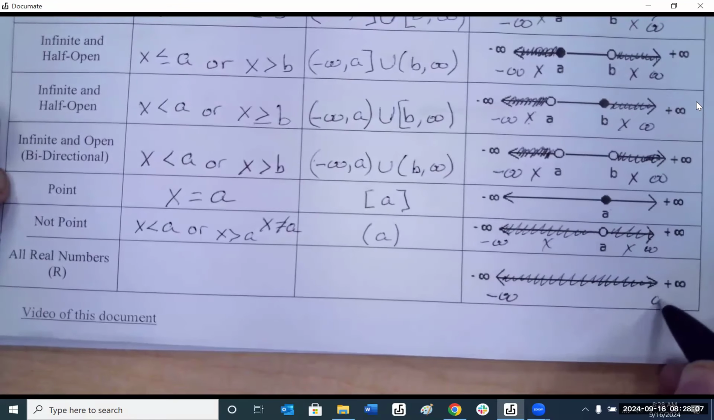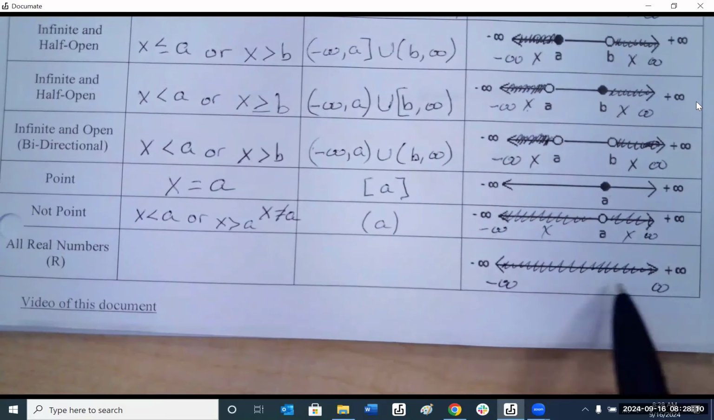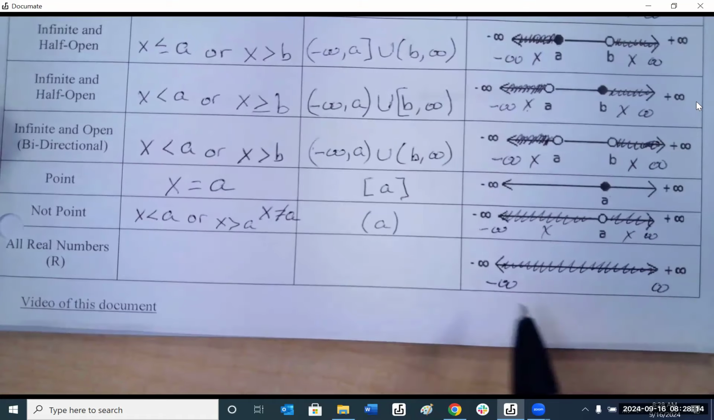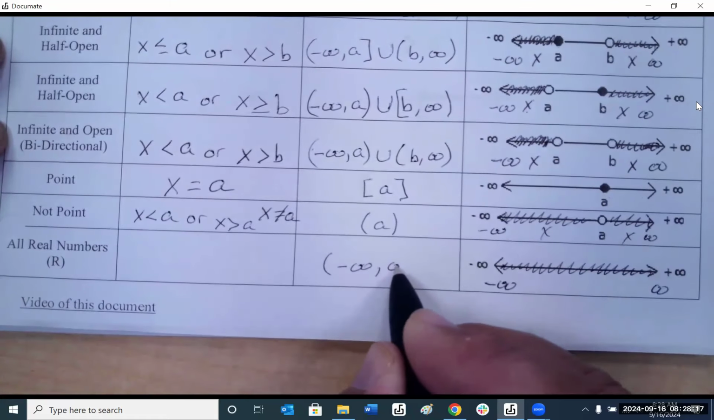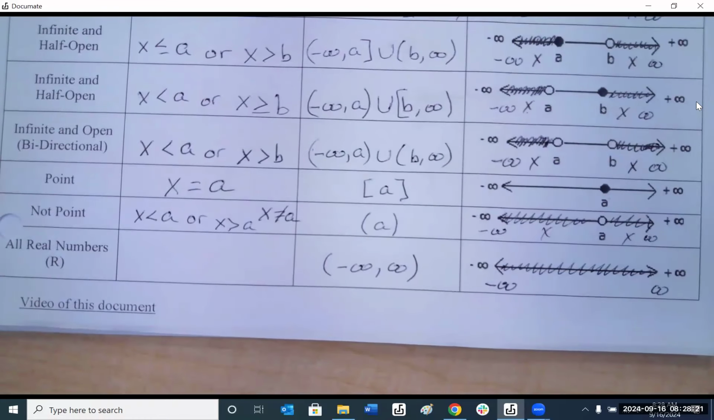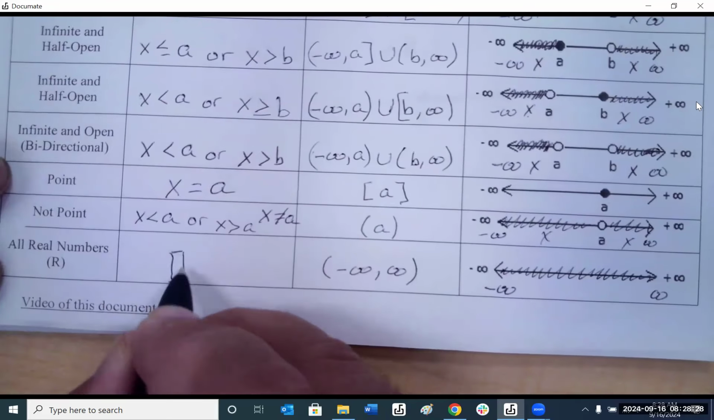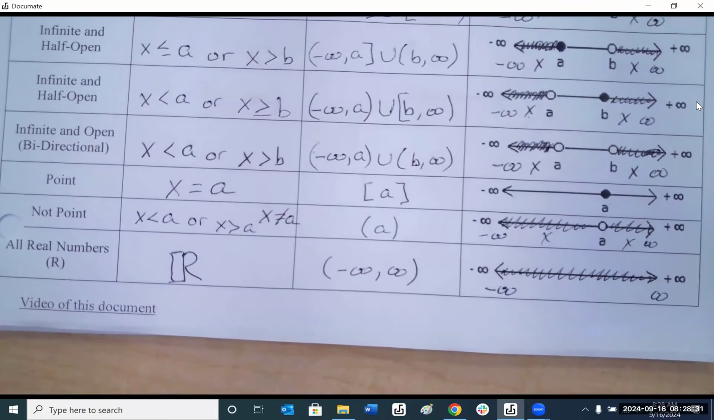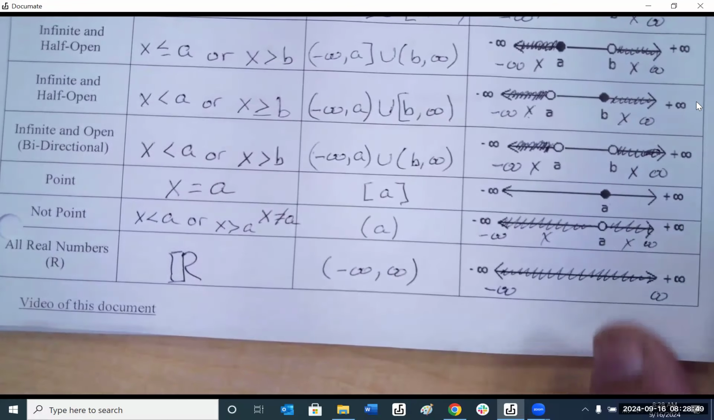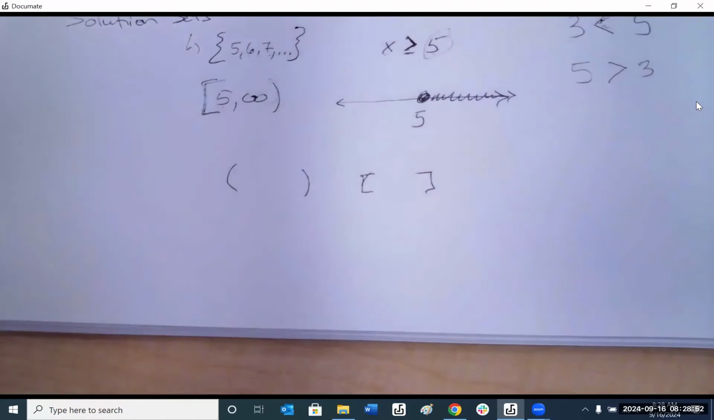And the last one is all real numbers. It's from negative infinity to positive infinity. That's how we represent it in interval notation. In set notation, we use that R that stands for all real numbers. So these are the symbols and what they mean. So let's look at these.